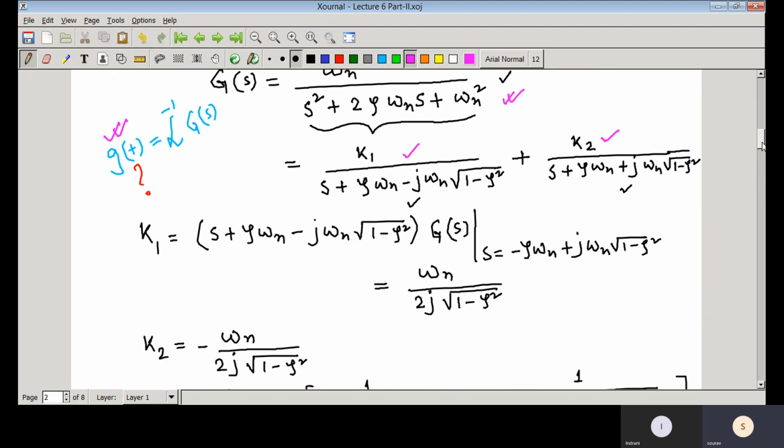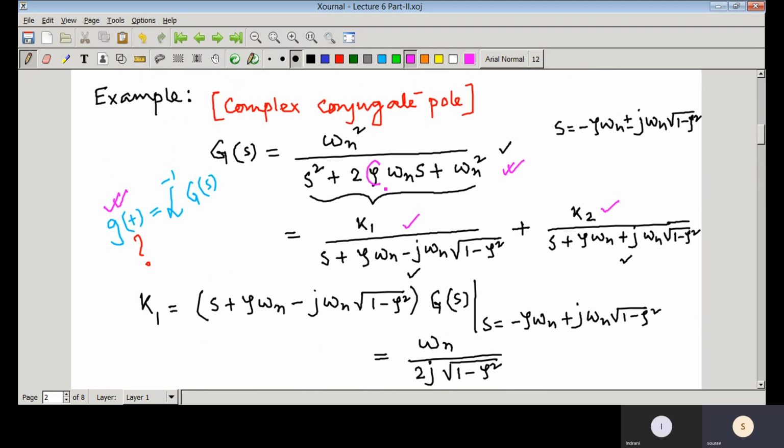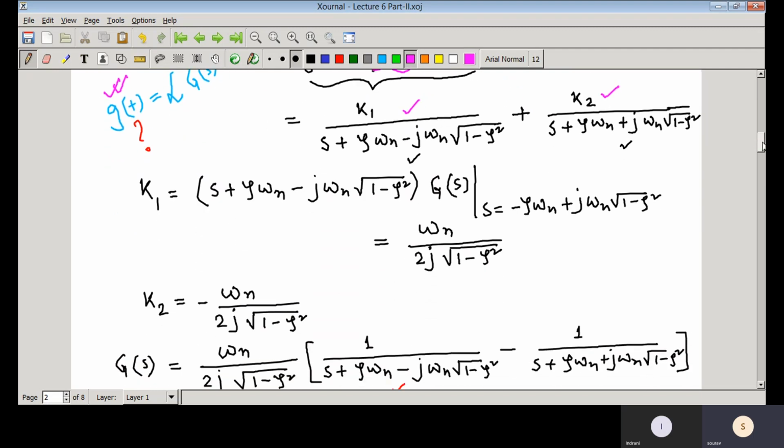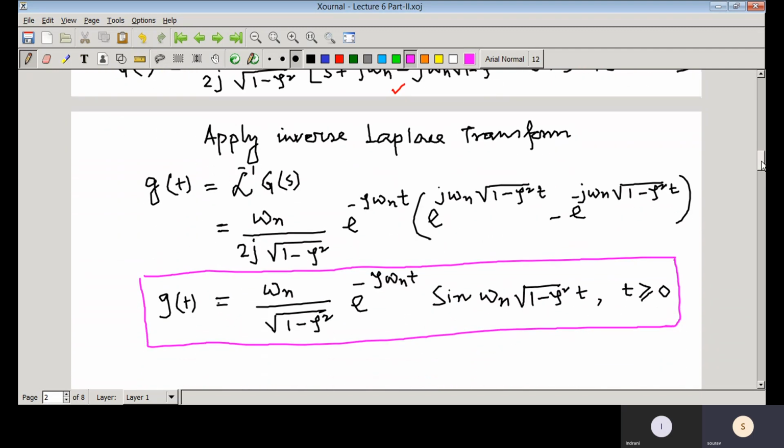Later on you will see that this zeta and omega n have some physical meaning. Basically they carry some information about the system. This omega n is the natural frequency, and zeta is the damping ratio. That thing we will see later. For the time being, our objective is to understand how to apply the inverse Laplace transform to find g(t) whenever we have complex conjugate poles, and we found this is the final expression.